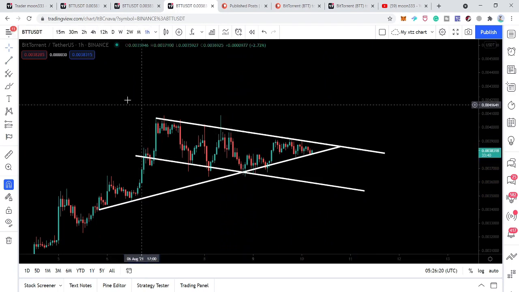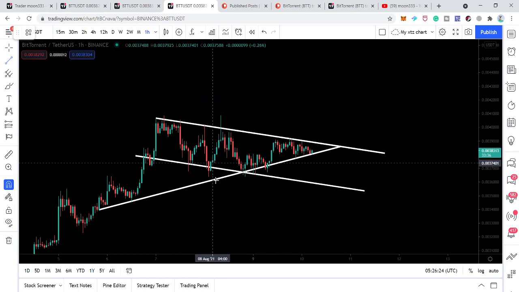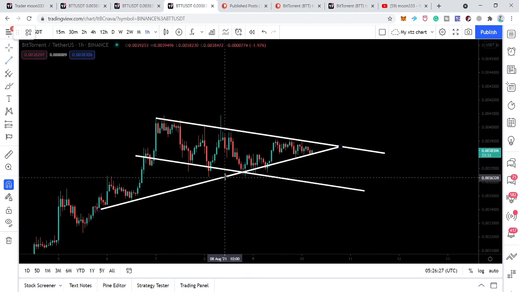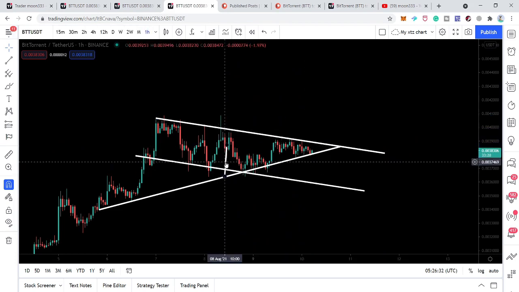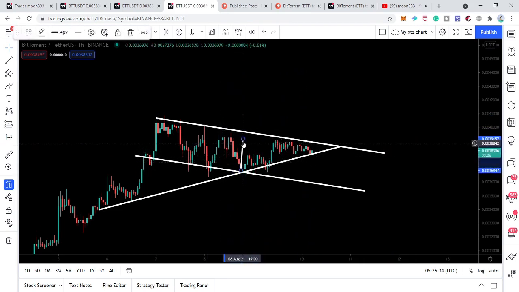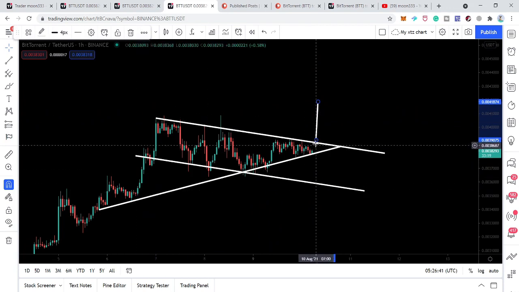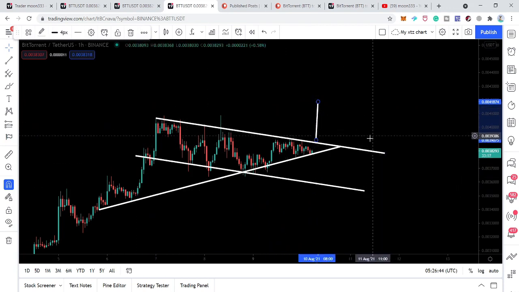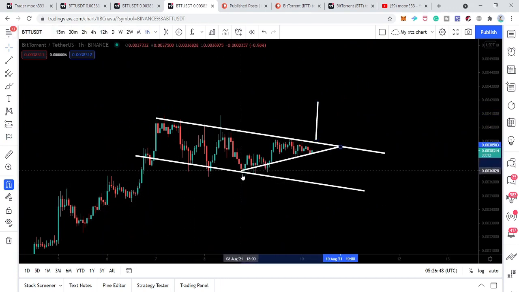For example, now if the price action will break out the symmetrical triangle, then we can take the measurement from here, because here we have more candlesticks moving in this triangle. Therefore I'm just taking the measurement from here. That will be a very small target, and if I place it here, then we can see that our next imminent target will be $0.0041.